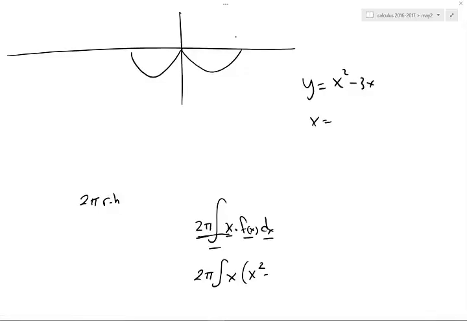Now, here's my question. Here's the deal. It's x times x squared minus 3x dx, and of course we're going to integrate from 0 to 3.